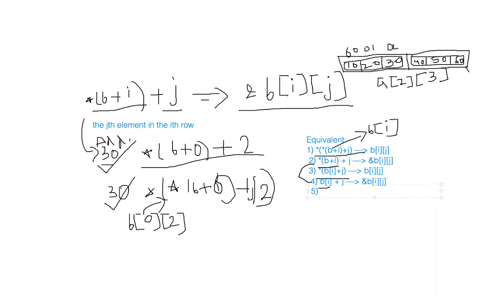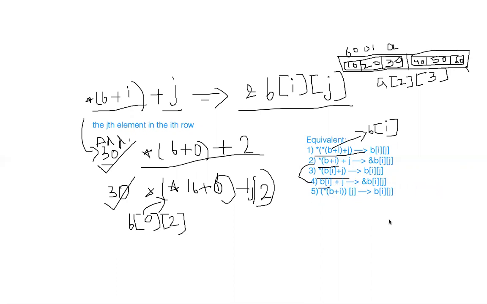So these are all things which need to be understood. You can just write your own program and check this out so that it will be clear to you why we are using these notations. So we can also write like this, star of b plus i will give me the address of the ith row. If I want to write like this, it is equivalent to writing b of ij.